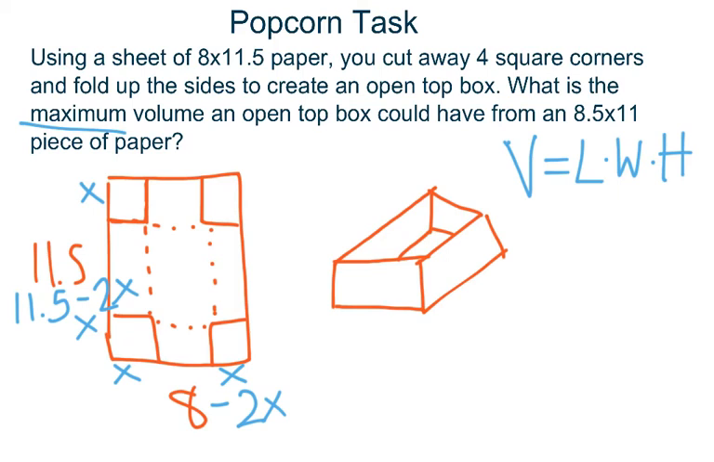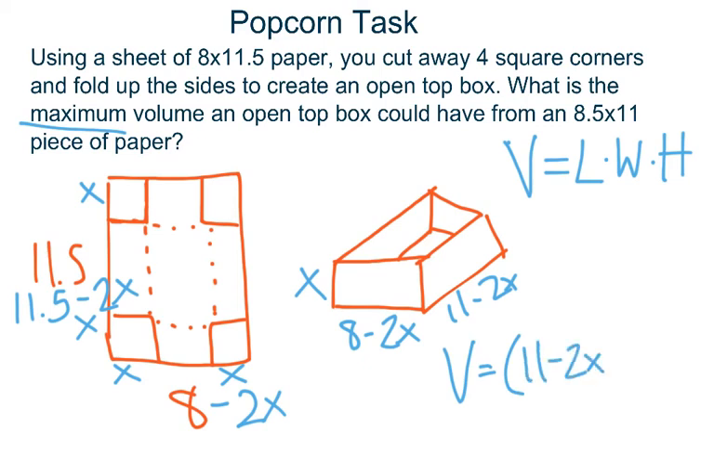So let's look at it this way. So we have 8 minus 2x, 11 minus 2x. And then if you think about the height of that box, it was determined by the corner. So by x. The height of the box is going to be x. Okay, so volume is going to be, my length was 11 minus 2x. I'm sorry, 11.5. My width was 8 minus 2x. So this is my length, this is my width, and the height of the box was x.